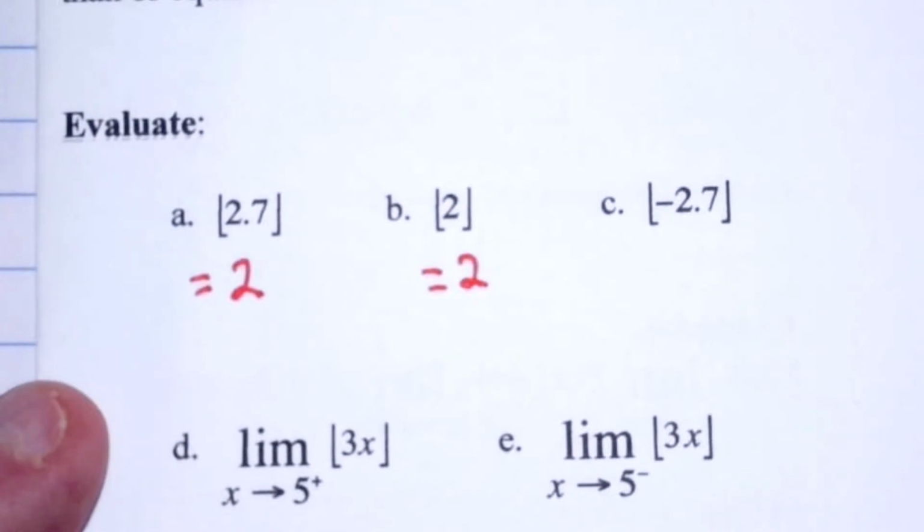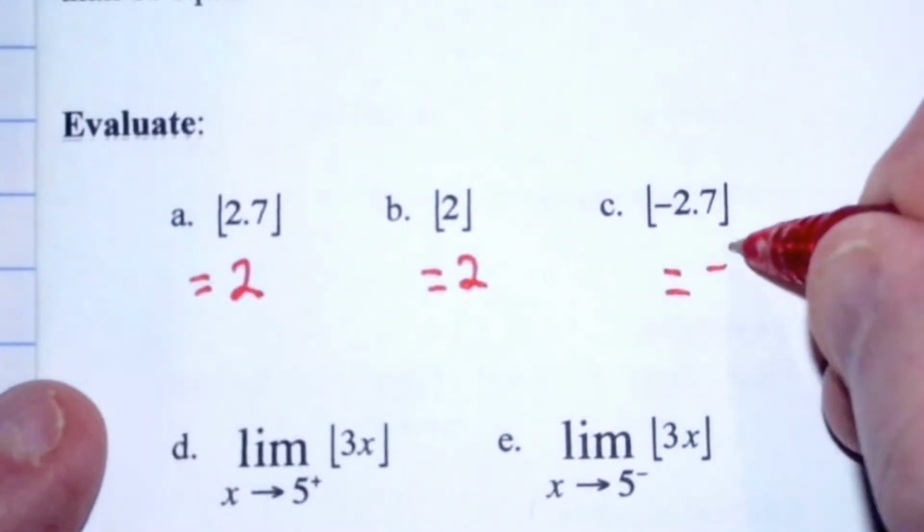And now the floor of negative 2.7. Be careful, the answer is not negative 2, because negative 2 is actually larger than negative 2.7, right? It's to the right of negative 2.7 on the number line. So what you've got to do is round down to the left, which will give us an answer of negative 3.